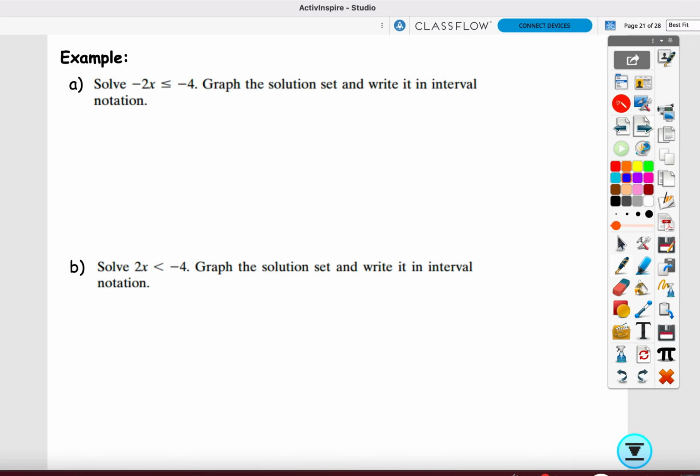So look at example A. Negative 2x is less than or equal to negative 4. Divide both sides by negative 2. So then we get x is greater than or equal to positive 2. So we have the solution.